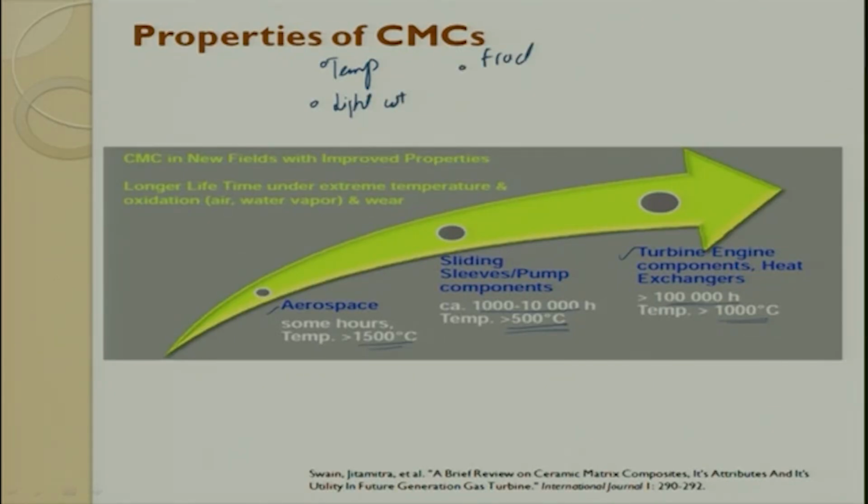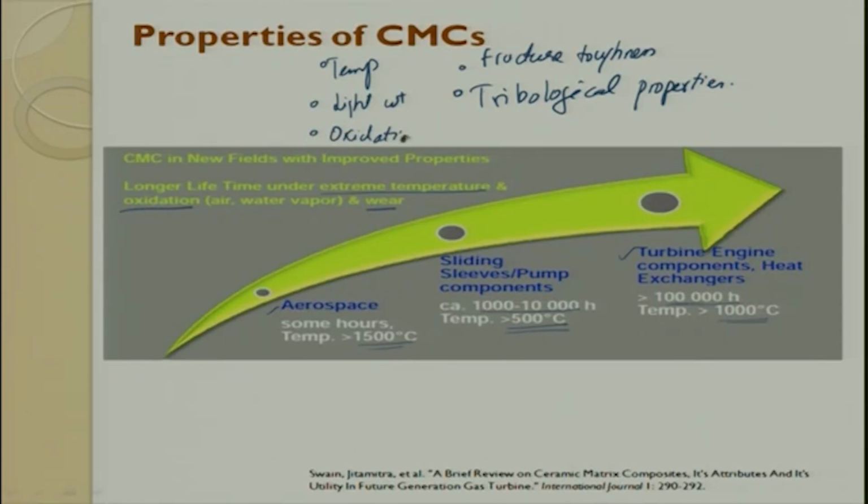the fracture toughness is high, and tribological properties. Okay. So long lifetime under extreme temperatures, that is oxidation and wear. So we also are talking about oxidation resistance and corrosion. Oxidation and corrosion resistance are some of the properties which we always expect from ceramic matrix composites.